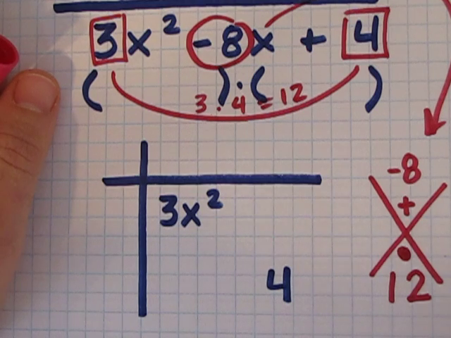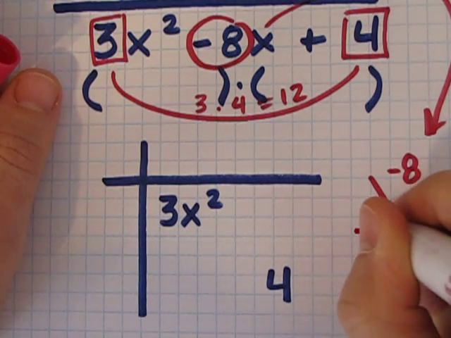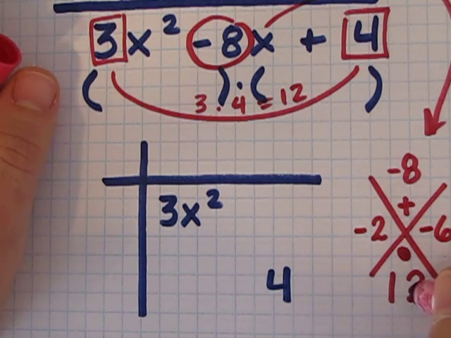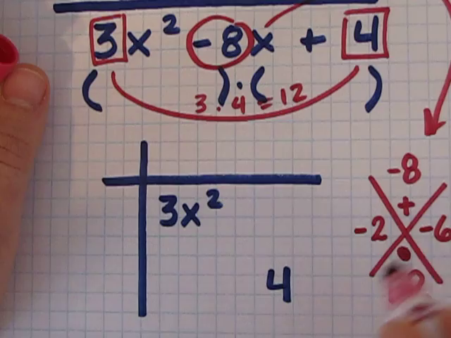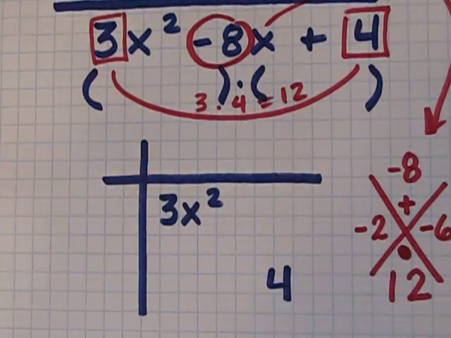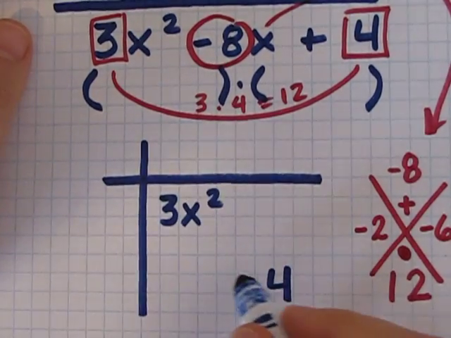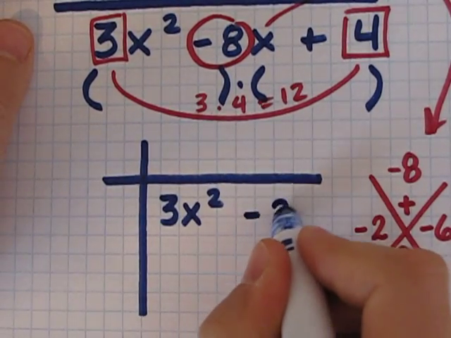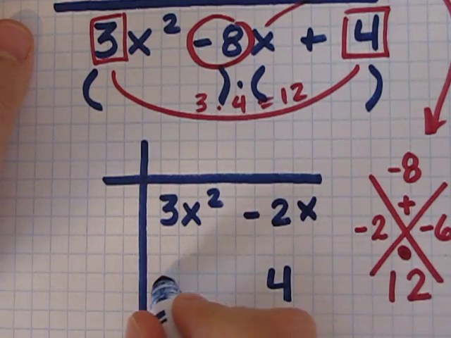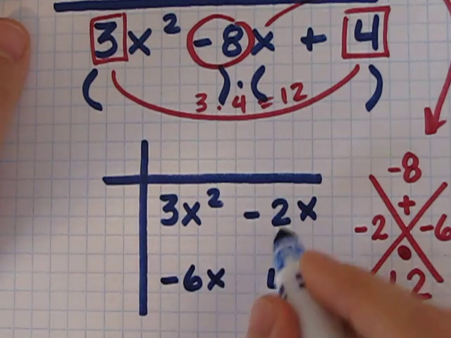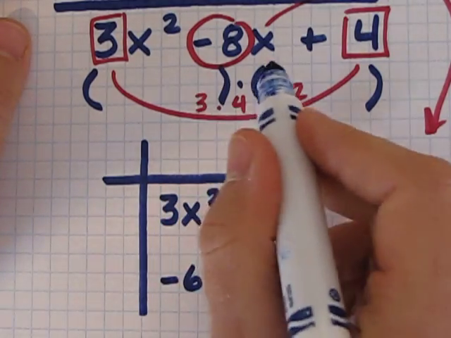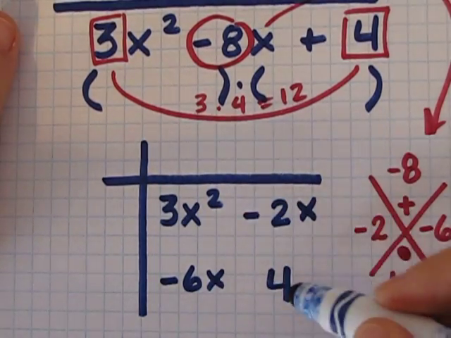And the answer in this case is that if you take negative 2 and you multiply it by negative 6, that gives you positive 12. If you take negative 2 and you add it to negative 6, you get negative 8. So what I'm going to put inside the rectangle is negative 2x and negative 6x. And the reason for the x's is that these two need to add up to negative 8x.